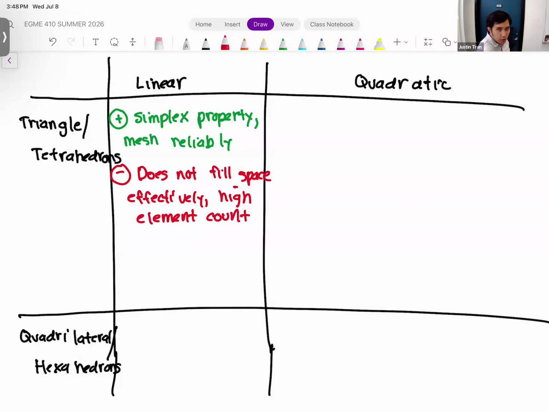Which can drive up the cost, but more immediately relevant for this class is that you may run up to the element limit for your particular ANSYS license. Another downside for the linear tet is that you do have to look out for shear locking. You have to make sure that you refine your elements enough to avoid shear locking from occurring.